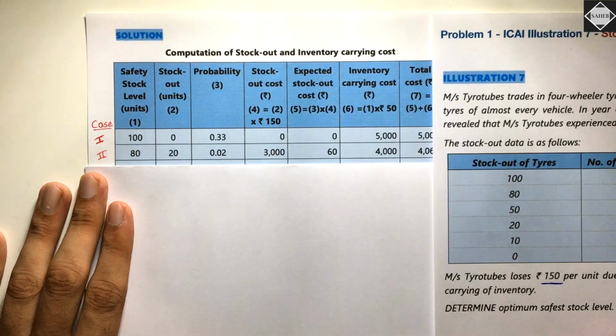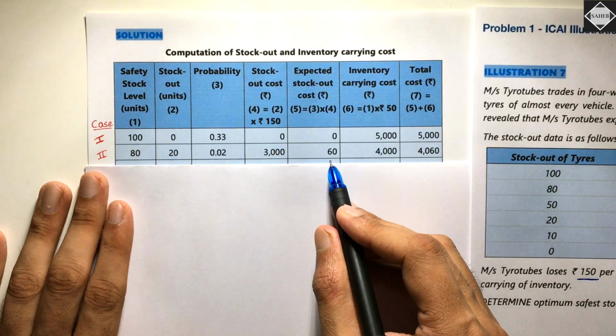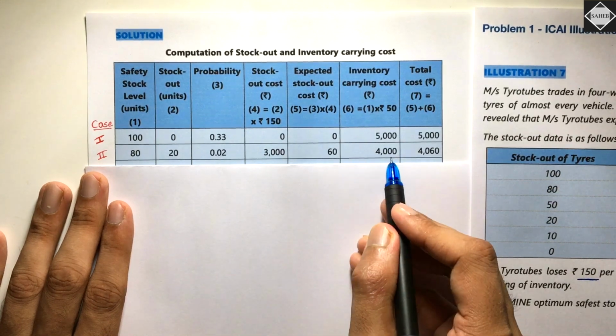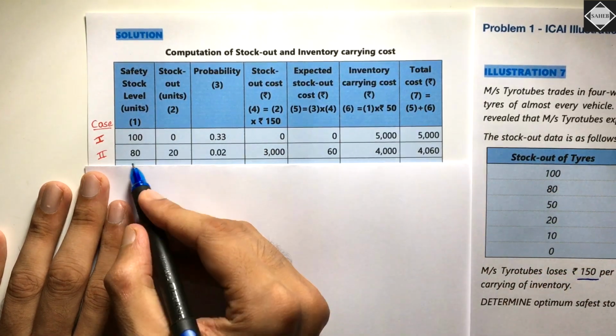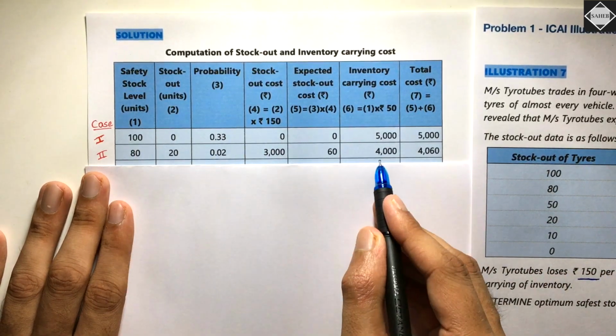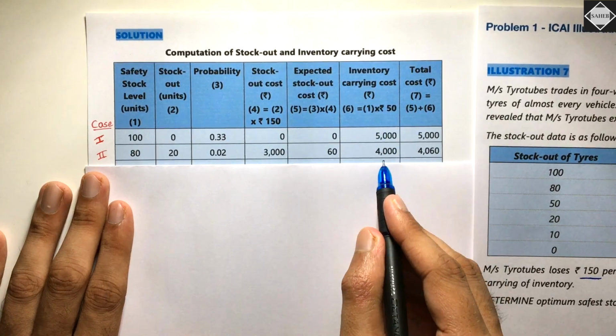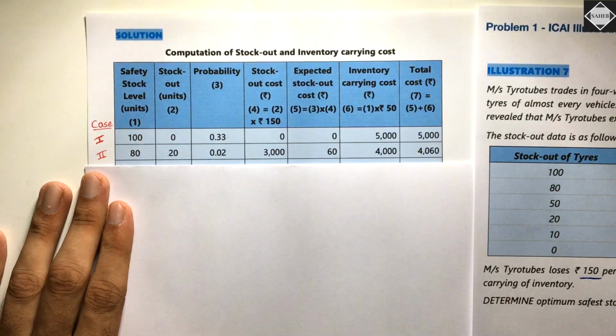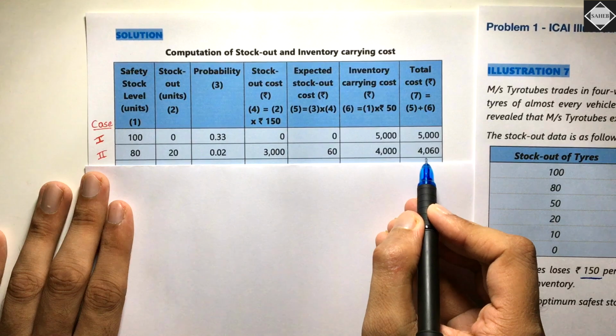Is it clear? Fine. And then we have to calculate the carrying cost. How will you calculate carrying cost? We are keeping 80 safety stock. 80 into rupees 50, that is equal to 4000. Is it clear? Simple. So 4000 plus 60, that is 4060.